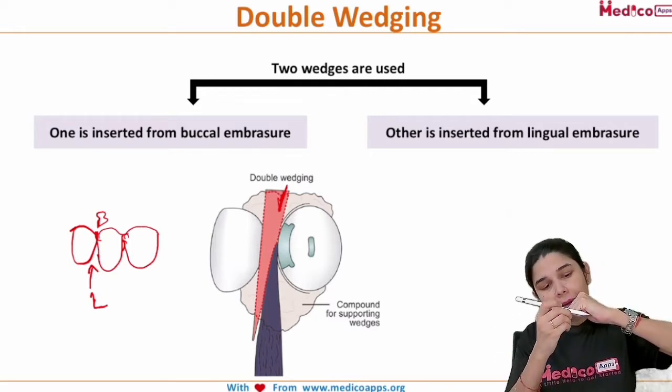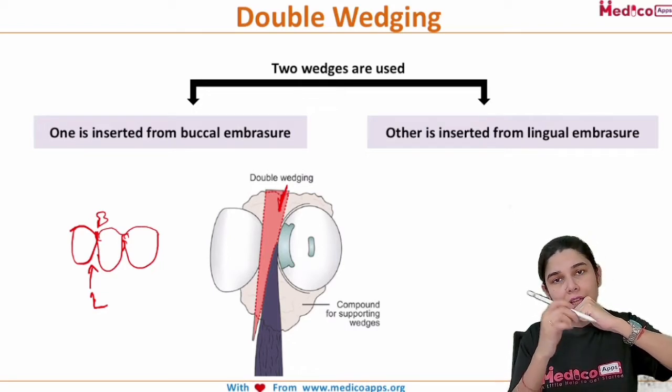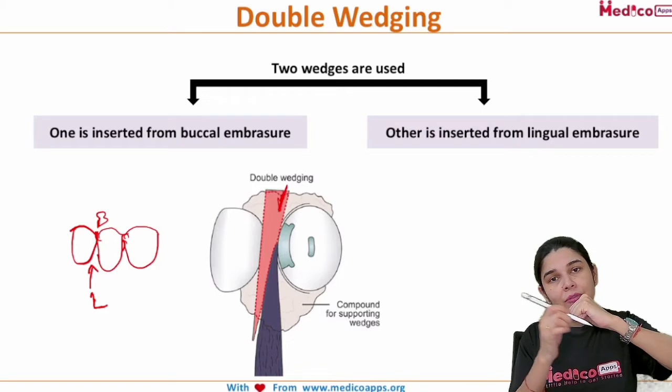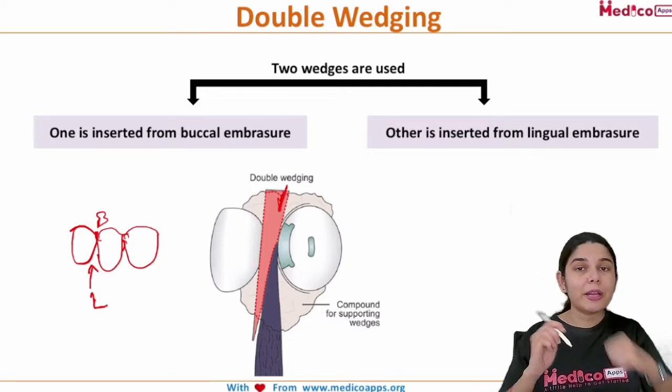Embrasure is nothing but the space between the two teeth, the proximal surfaces which are touching. With the space which is present in between them, we will be placing these wedges in between these two.